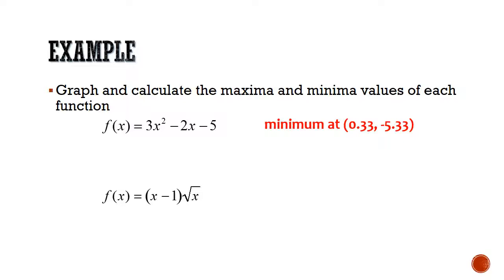Our first function has a minimum value at 0.33 for x, negative 5.33 for y. Our second equation has a minimum value at 0.33 for x and negative 0.38 for y.